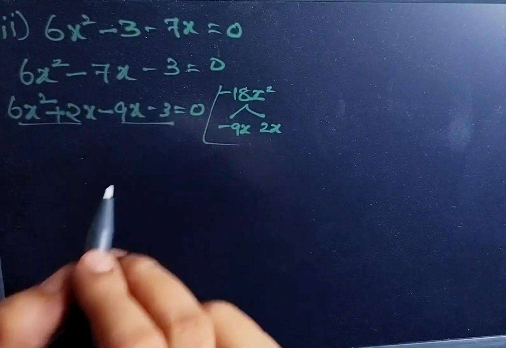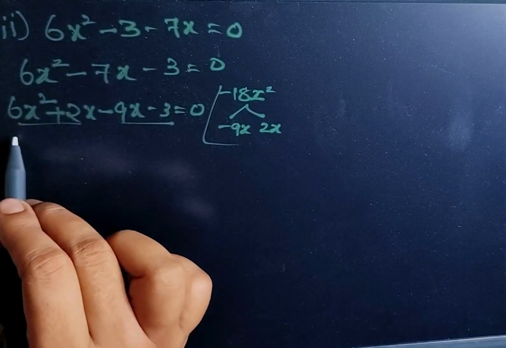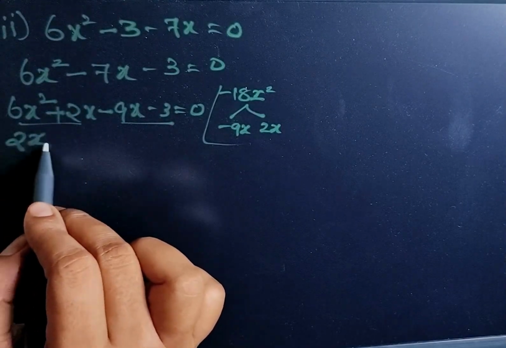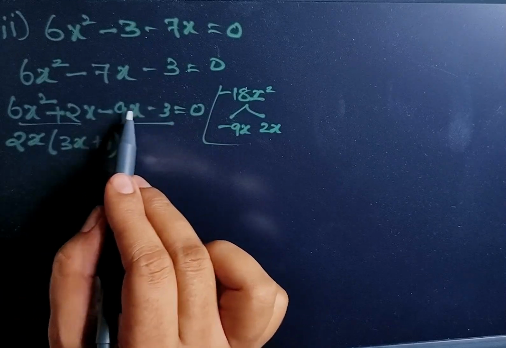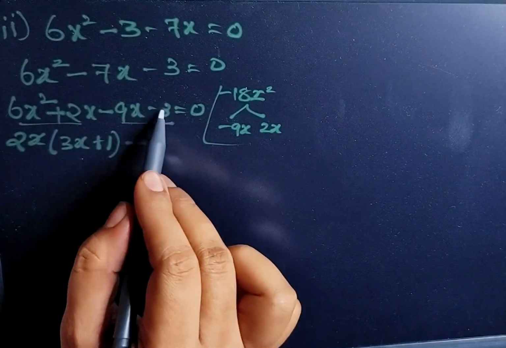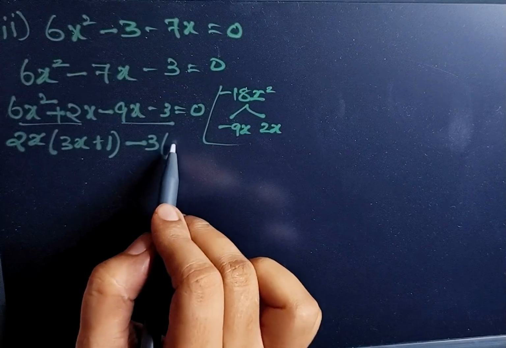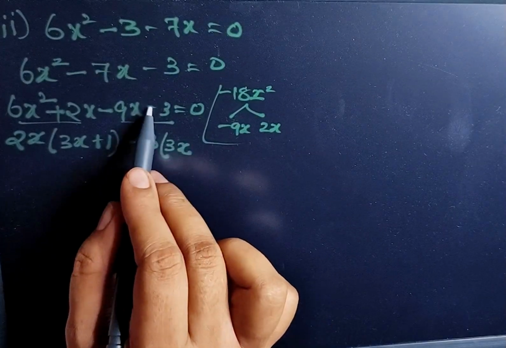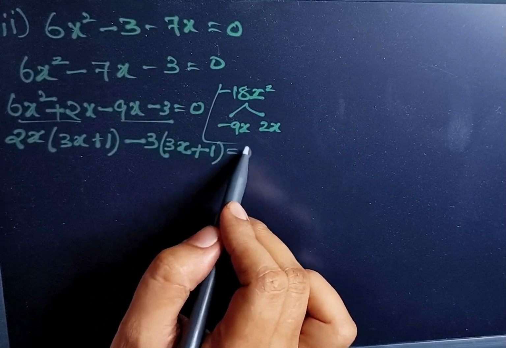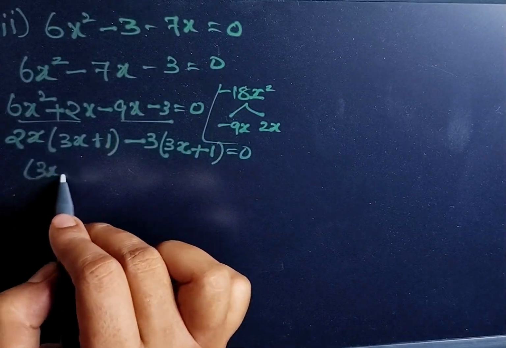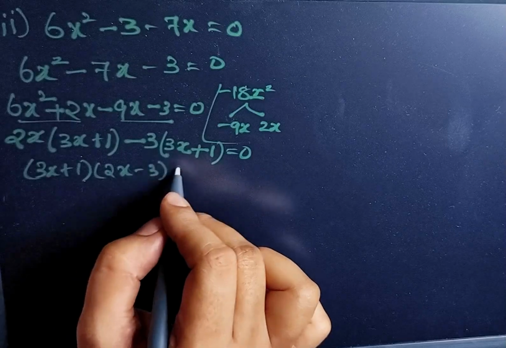Combining these two terms separately, 6 and 2, we can take 2 as common. X square and x, we can take x as common. So this is 3x plus 1. Minus, both terms have minus, so we can take minus as common. 3 and 9, we can take 3 as common. Then that will be 3x. Since we have minus here, minus into plus will be minus. 3 ones are 3. Taking 3x plus 1 as common, we will have 2x minus 3 inside.